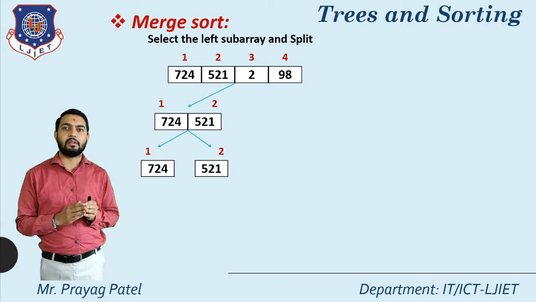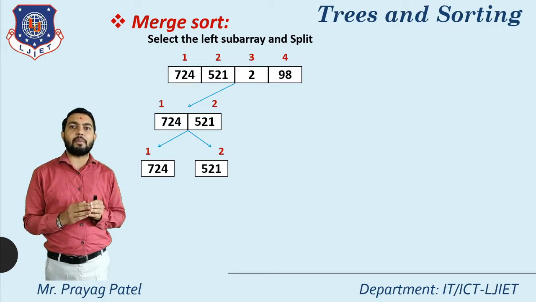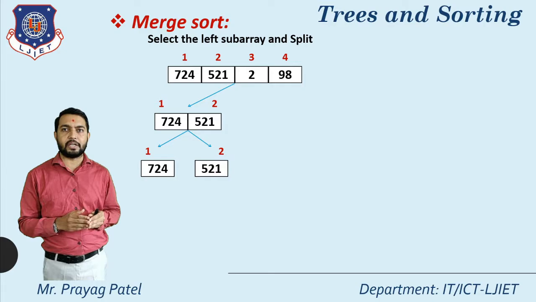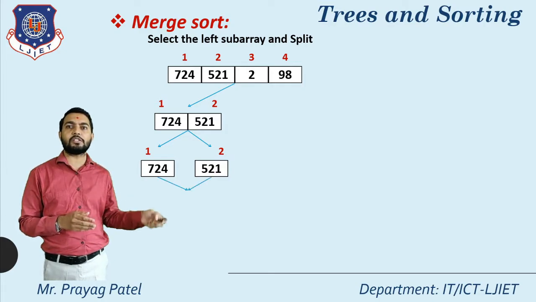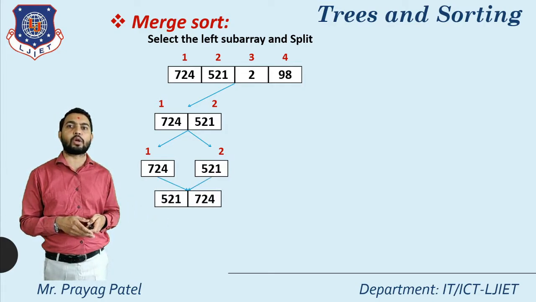Now after division, when we get the individual elements, then we start the process of merging. So basically here we merge these two elements, first and second location.